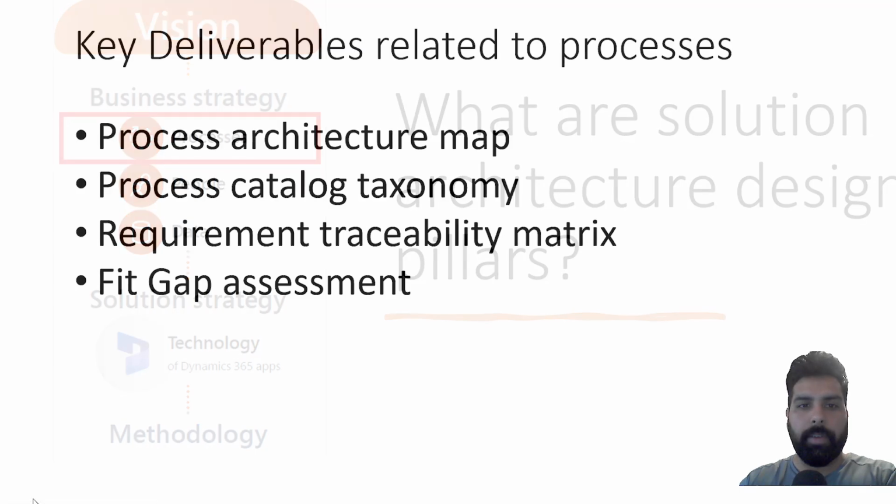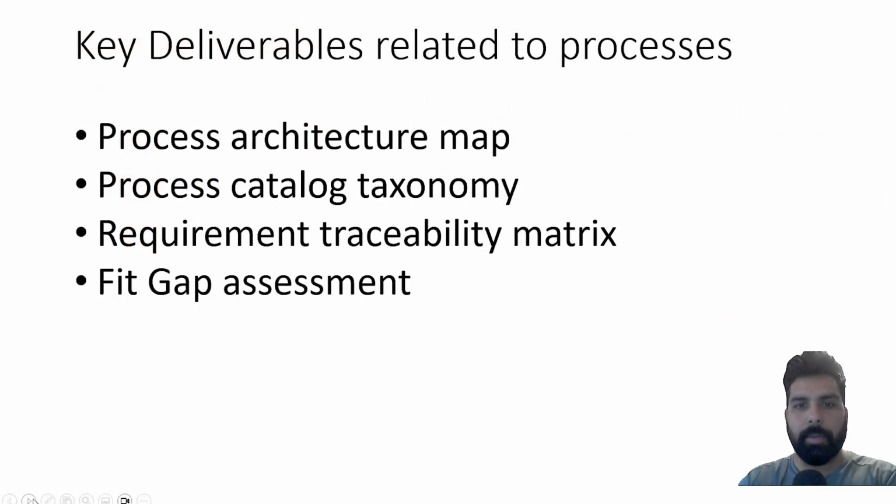When we talked about the processes, we covered the key deliverables a functional consultant needs to keep in mind: the process architecture map, process catalog taxonomy, requirement traceability matrix, and the fit gap assessment. These are the key deliverables as a functional consultant we need to deliver in any implementation. So now we are going to talk about how we can initiate this process, and the major thing is that we have to go for the requirement gathering process.